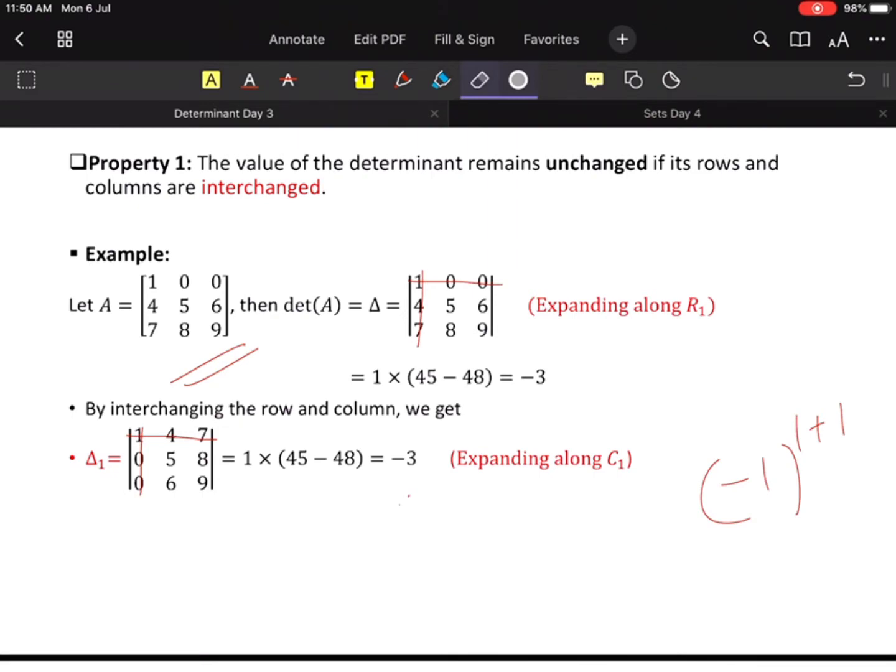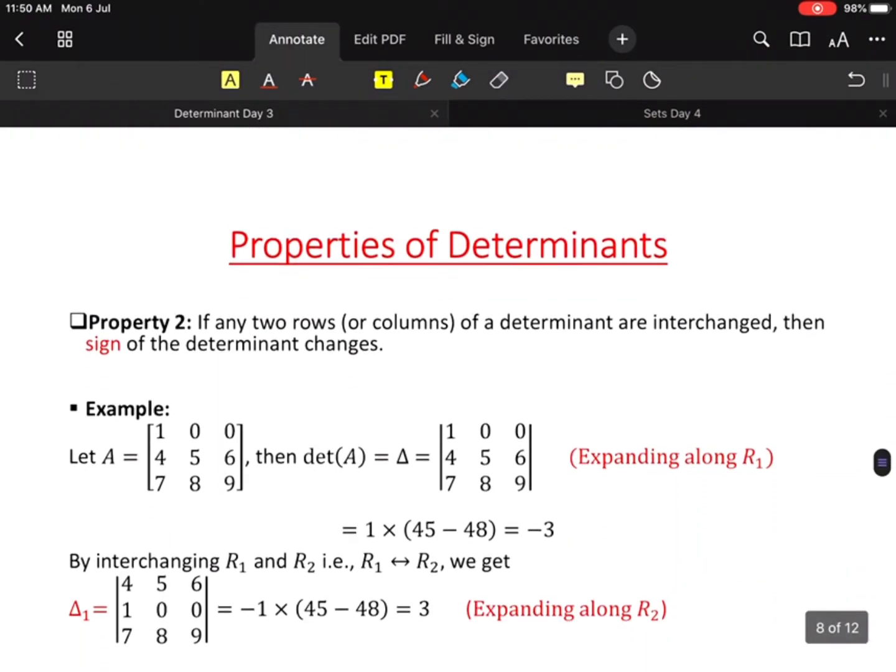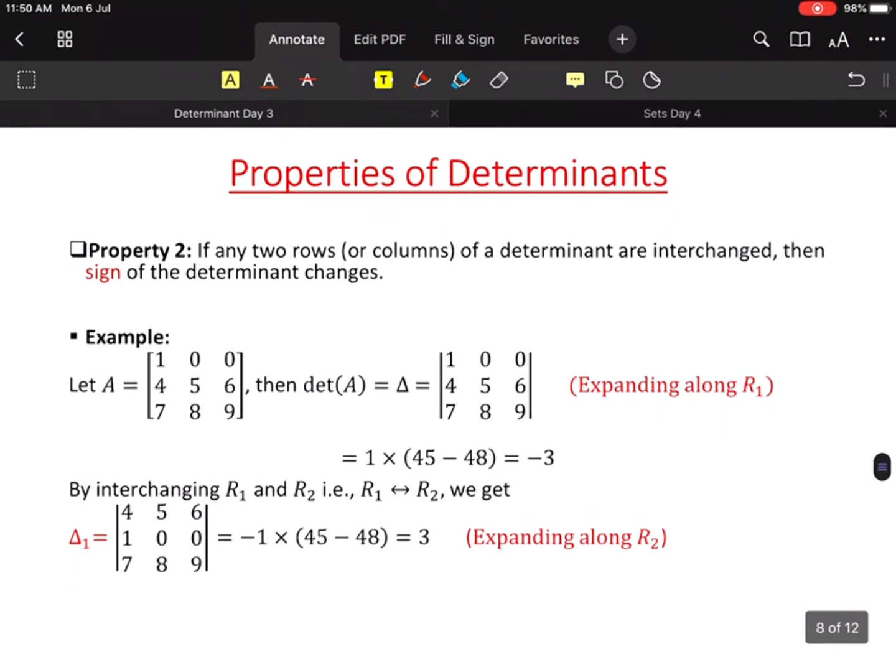So now let's move on to property number 2. Property number 2 says if any two rows of a determinant are interchanged, then the sign of the determinant will change. Am I clear? So if I interchange any two rows or any two columns, the sign of the determinant will change. So let us do an example. The same one. It was minus 3 we got.